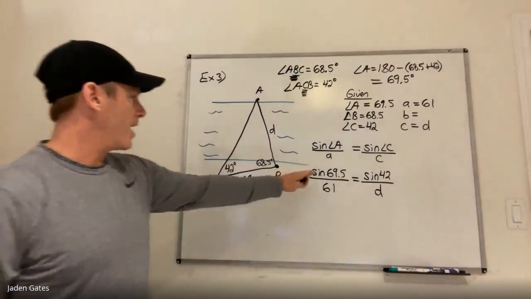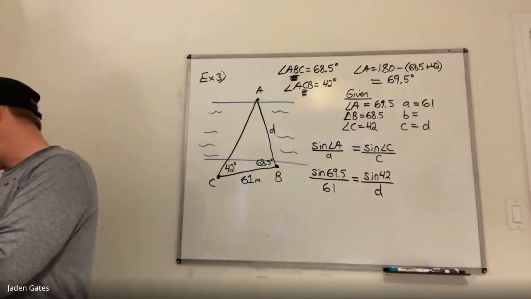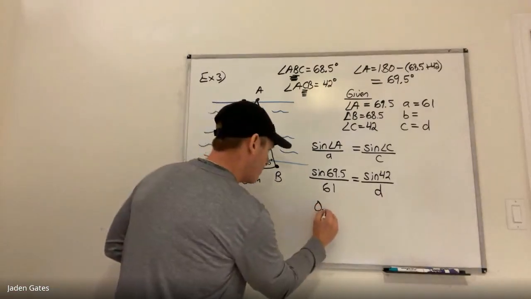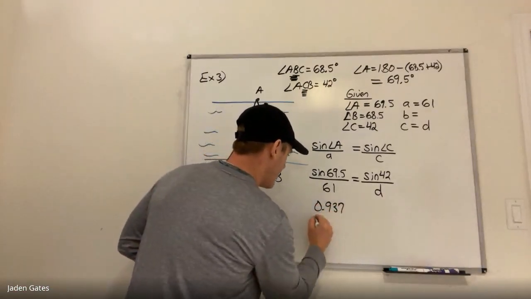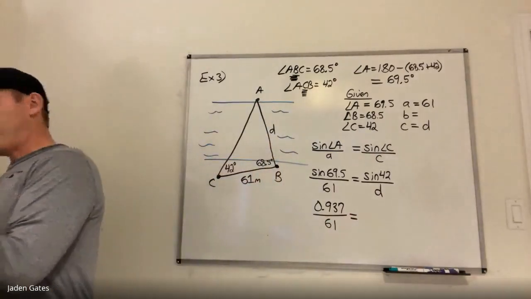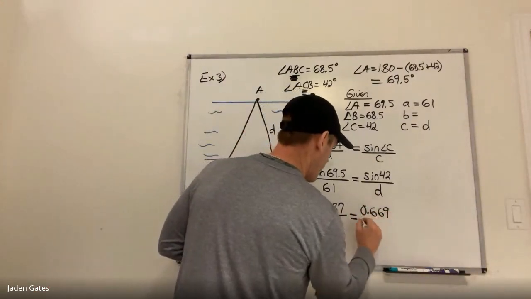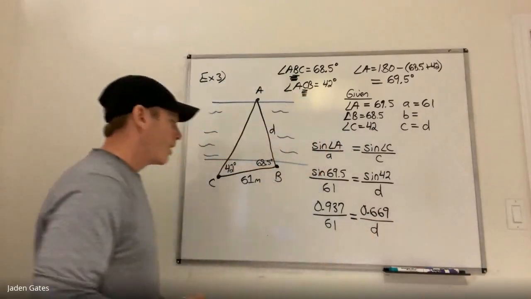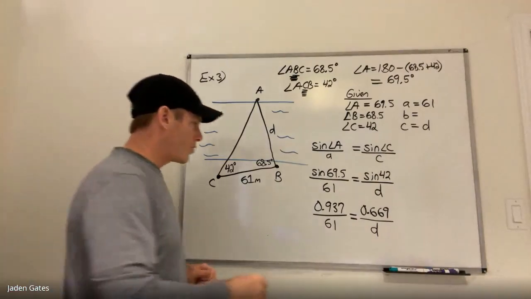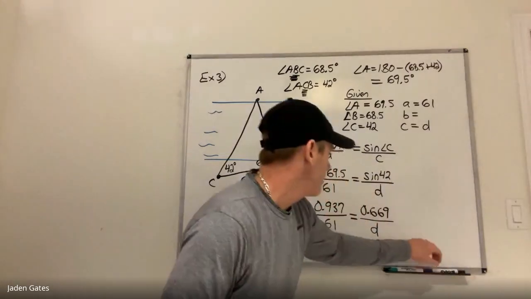All right, again, I have sine 69.5 and sine 42. I can type those into my calculator and get, let's see here. Sine 69.5, I'm getting 0.937. Of course, divide that by 61. Sine 42, type that in, I'm getting 0.669. And I got the D in the bottom. All right, so now there's where I'm at. So, of course, I'm going to cross multiply, right? Because I have a fraction equaling a fraction.